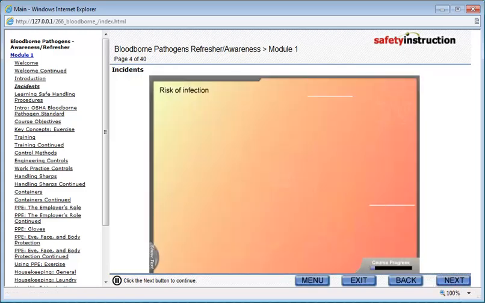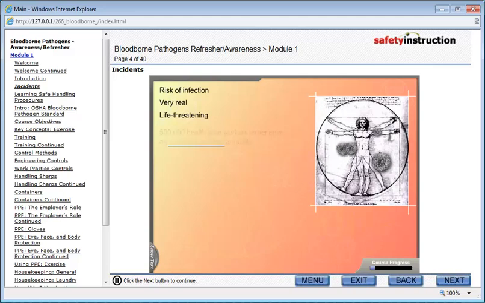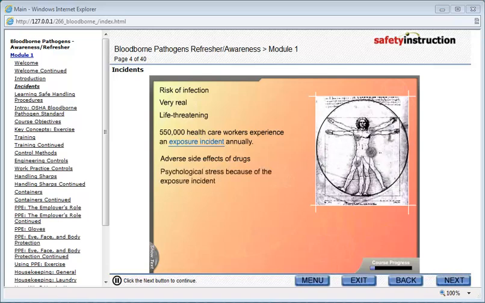Although the risk of infection remains small for most workers, it is also very real, and the consequences of exposure can be life-threatening. It is estimated that over 550,000 healthcare workers experience an exposure incident annually. Workers who experience an exposure incident may also suffer from the adverse side effects of drugs used for treatment or suffer psychological stress because of the exposure incident.